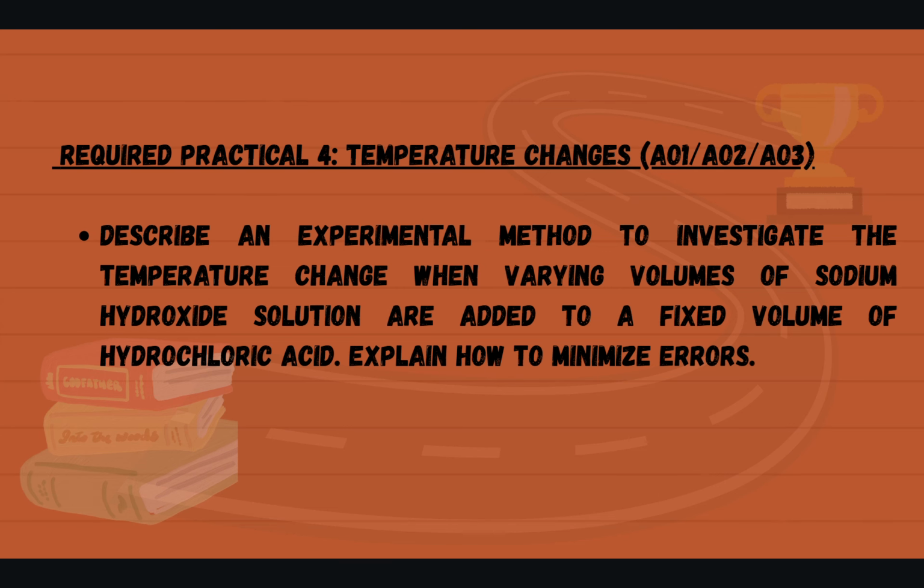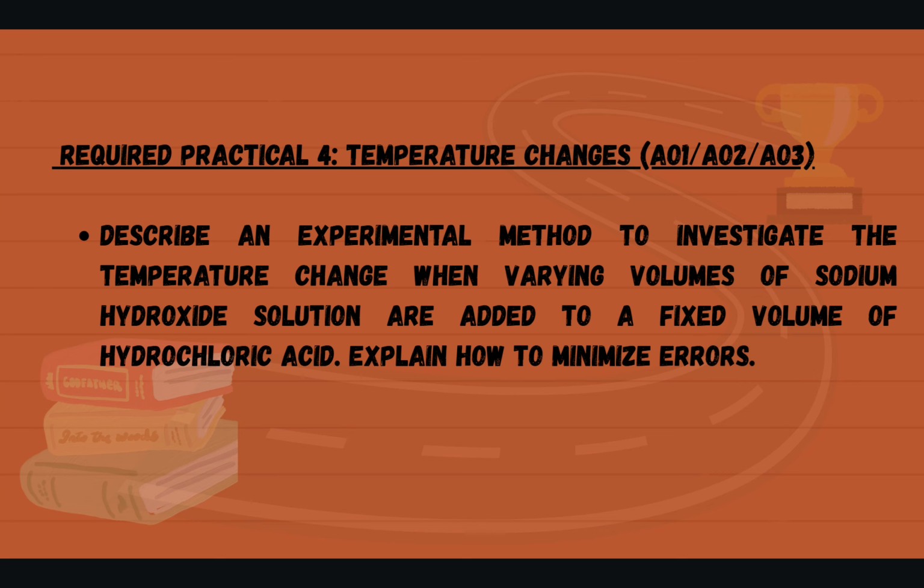Next question is required practical 4, which is temperature changes, looking at AO1, AO2, and AO3. The question says, describe an experimental method to investigate the temperature change when varying volumes of sodium hydroxide solution are added to a fixed volume of hydrochloric acid. Explain how to minimize errors. So the setup: we place a fixed volume, for example 25 centimeters cubed, of hydrochloric acid into a polystyrene cup. Place the cup securely inside a glass beaker for stability.